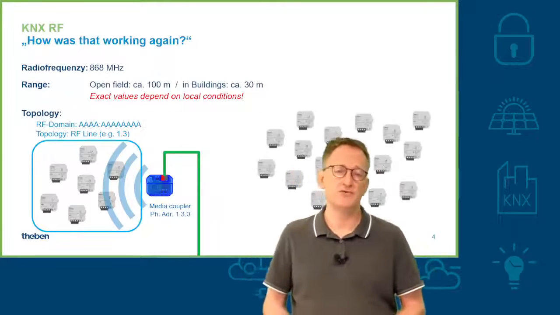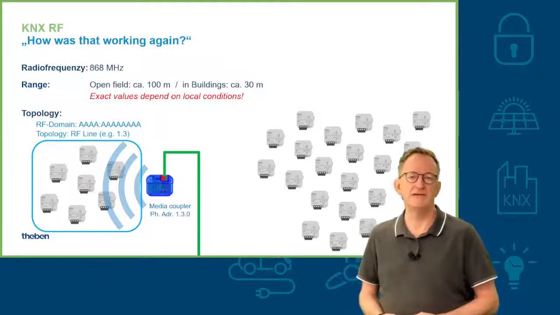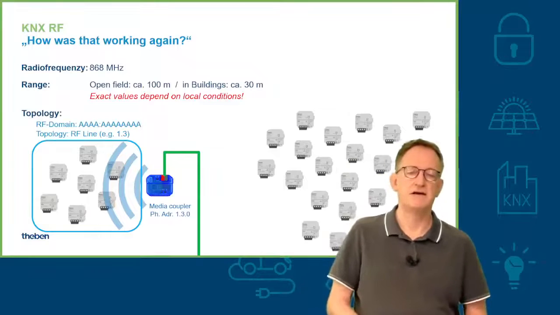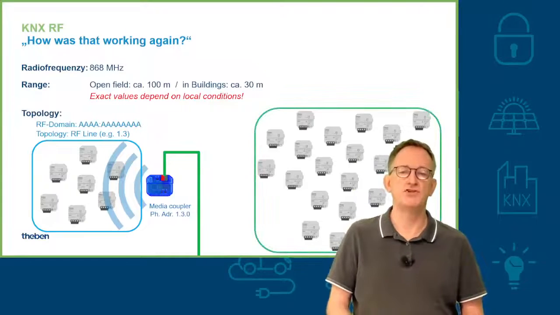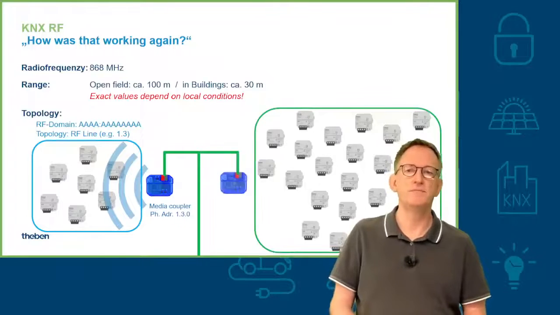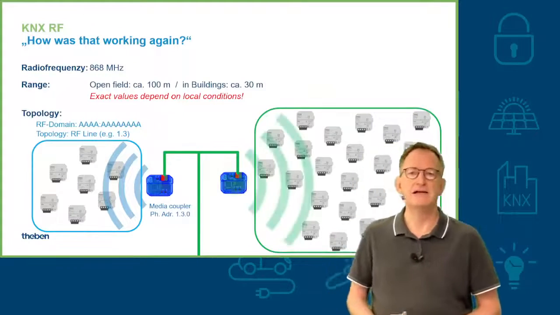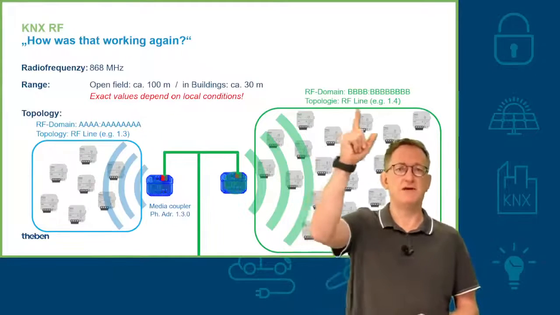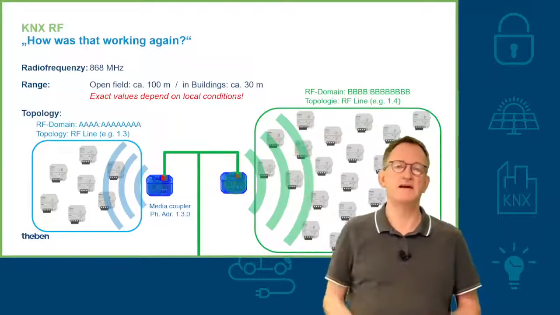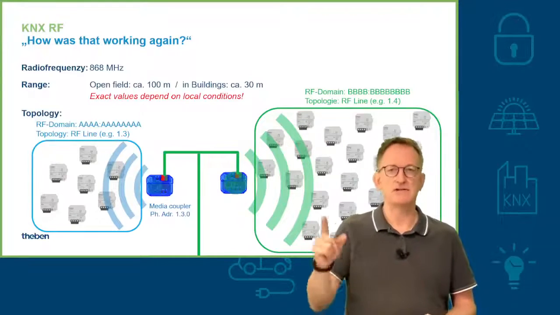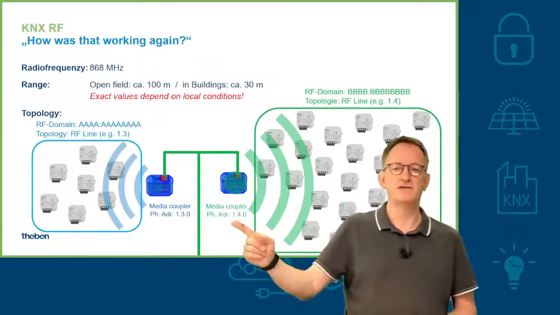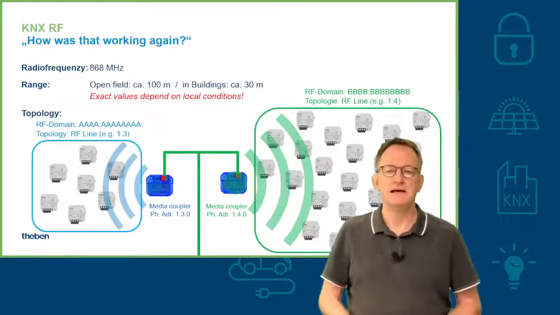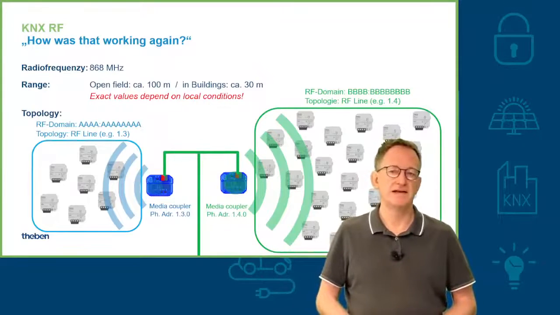If we have a second group of devices, as you can see here on the other side, which also belong together in an RF domain and communicate with their own media coupler, then this group of devices has its own domain. So the domains are completely different, and it also has its own line number. The media coupler for that green domain also has its own physical address.